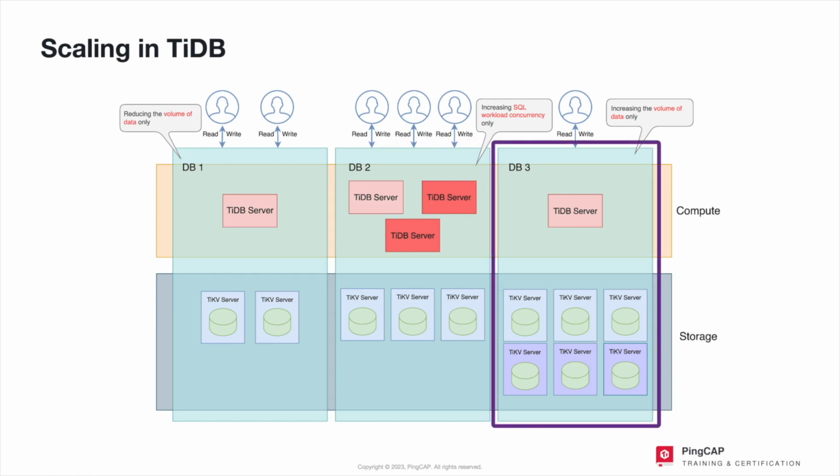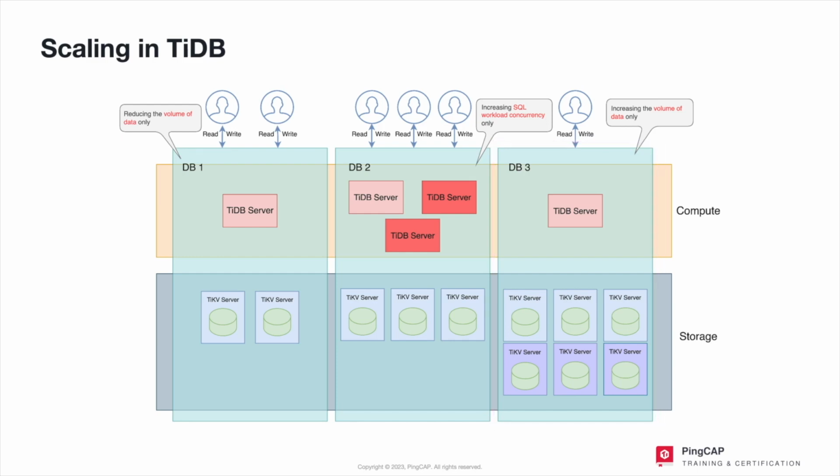DB3 needs more storage. We can increase the number of TiKV nodes to address this. There's no need to increase the number of TiDB server nodes for DB3 because, well, we don't need to do that. As you can see, splitting compute and storage makes our lives much easier. It also reduces cost because we don't have to pay for resources that are not needed.